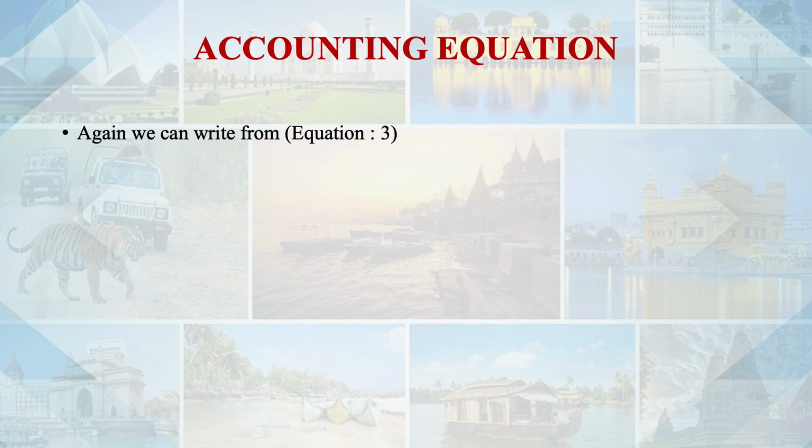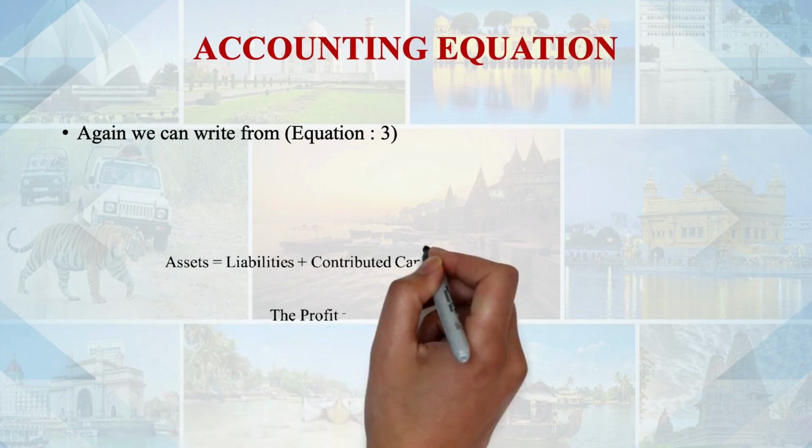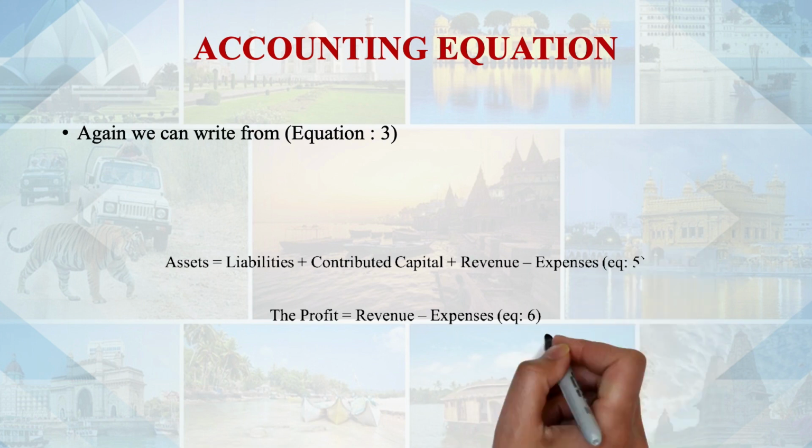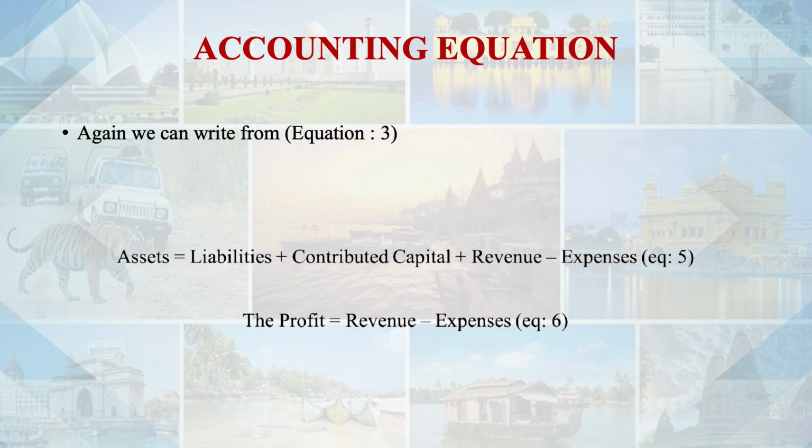Then, can we write it in this way also, that assets are equal to liabilities plus contributed capital plus revenue minus expenses. That is, we have replaced retained earnings with revenue minus expenses. Why? Because we know that retained earnings is what? It is revenues minus expenses.